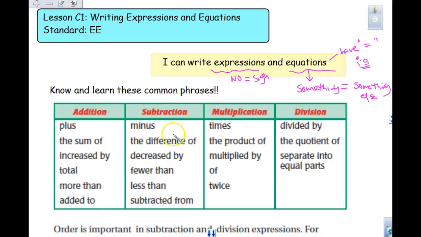Subtraction phrases: minus, the difference of, decreased by, fewer than, less than, and subtracted from. And I am going to highlight this one because this is the trickiest one, the phrase less than. It gives people many problems.